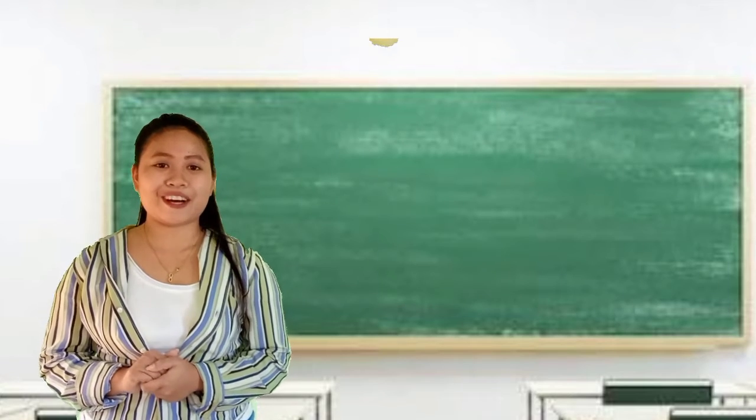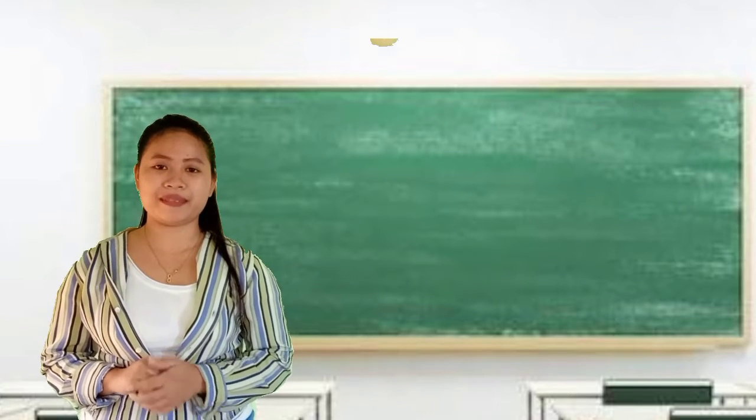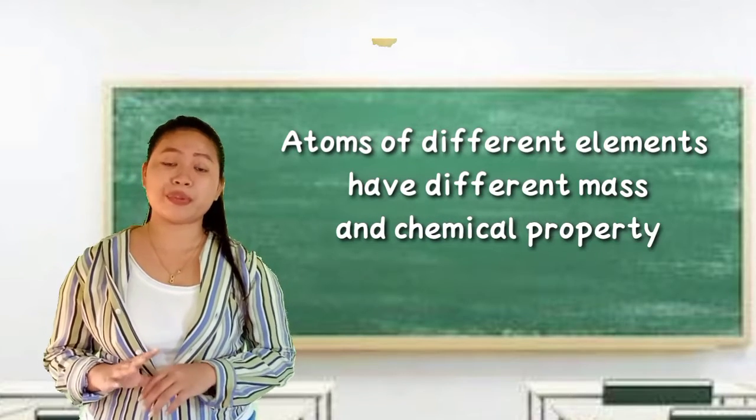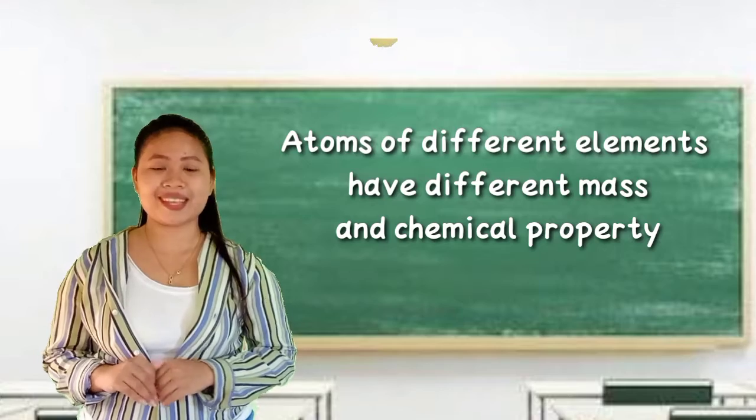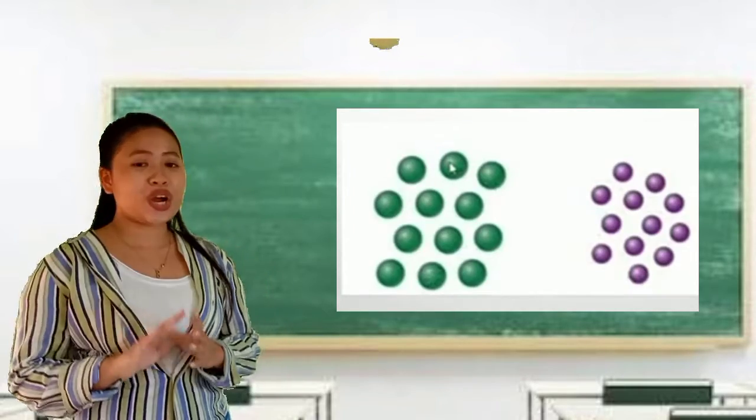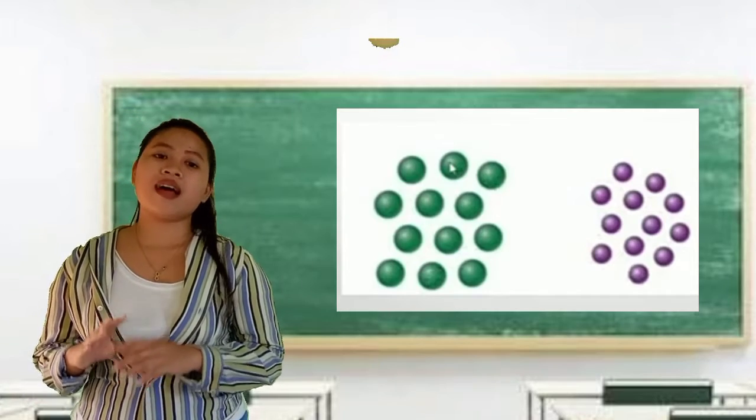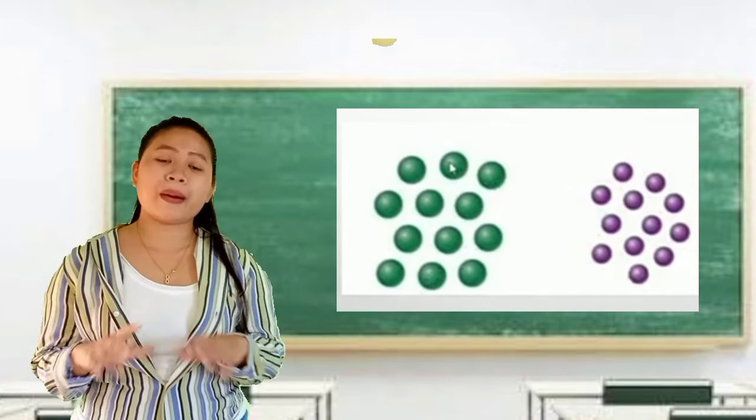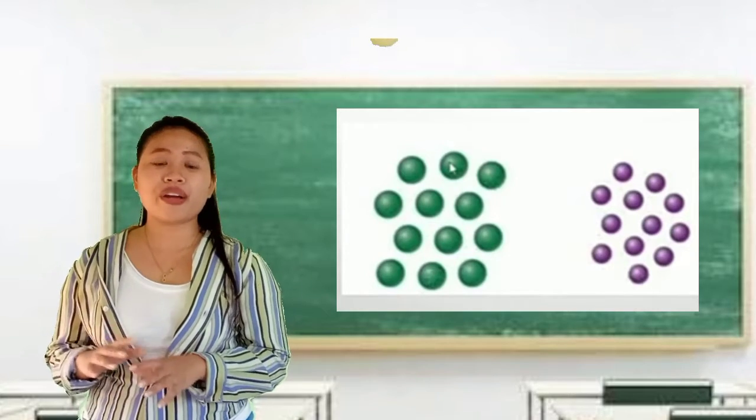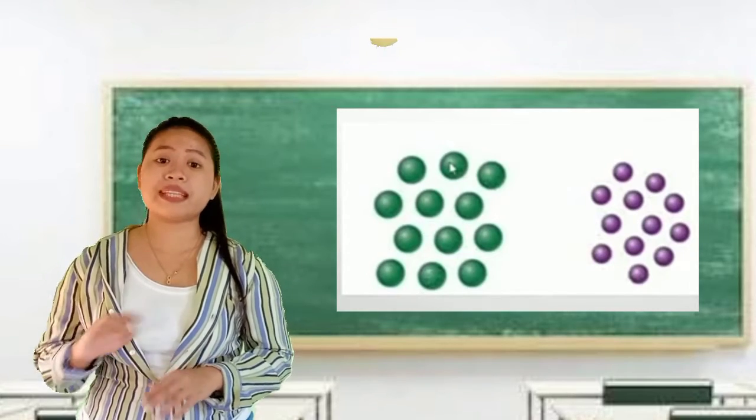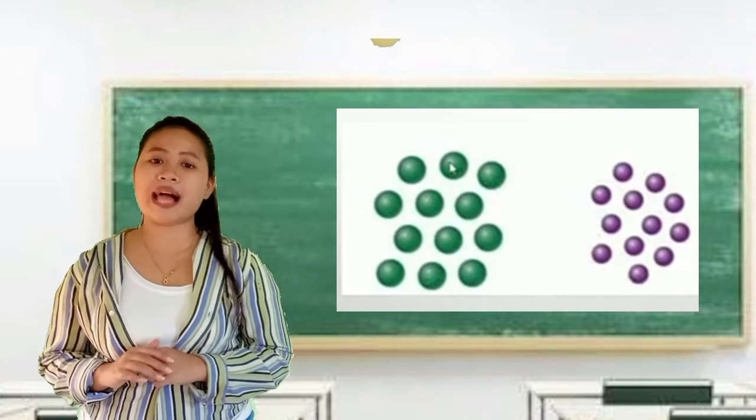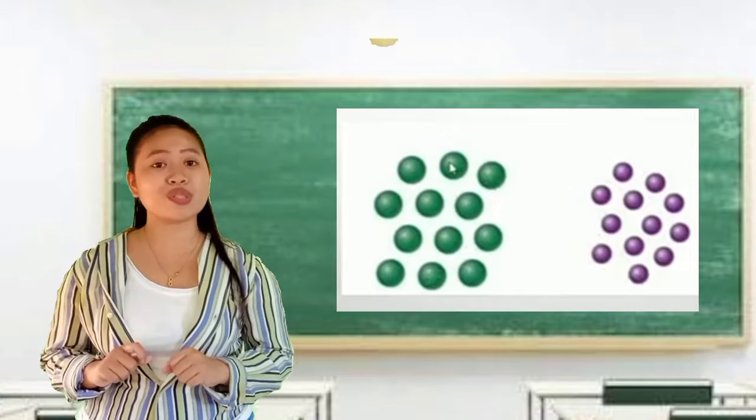Fourth postulate of Dalton's atomic theory: atoms of different elements have different masses and chemical properties. As what you see in this picture, there are the green atoms and the purple atoms. You can see in here the 2 are atoms of different elements. So these atoms have different mass, and their chemical properties are also different.